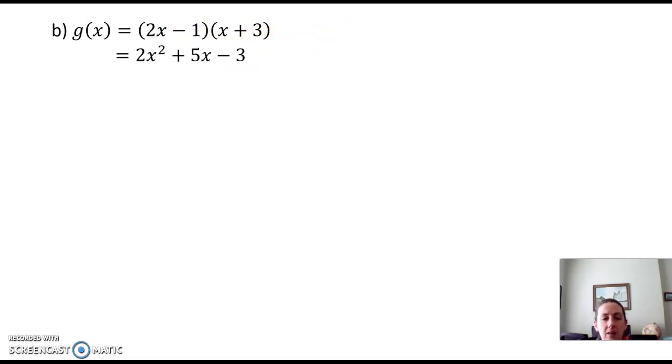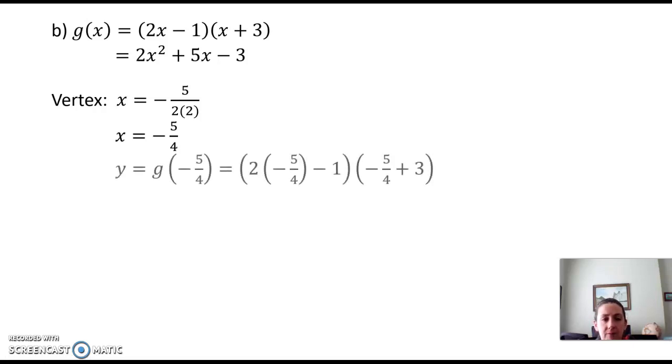We can now find the vertex by finding that x value, negative b over 2a, and we get negative 5/4. So that's the x value of our vertex. To find the y value, we'll plug in negative 5/4 into this original function here. And you can plug it into this form right here if you want to. These are the same. I just went ahead and plugged it into this original form.